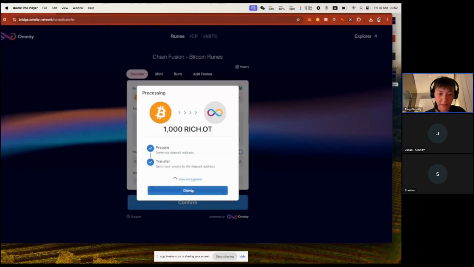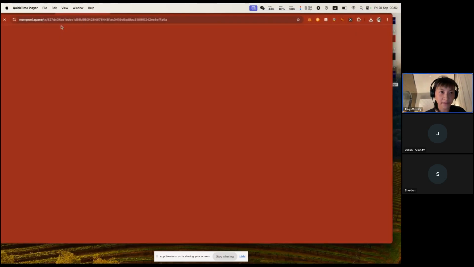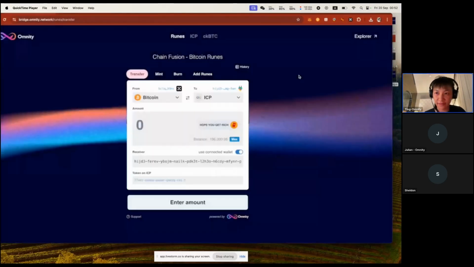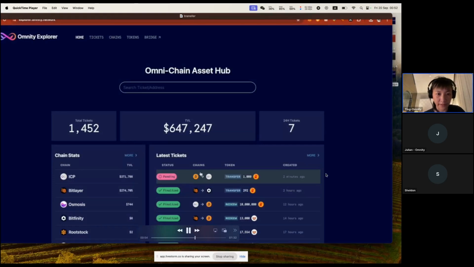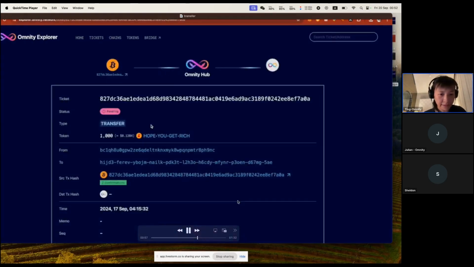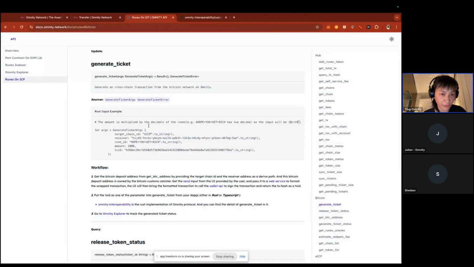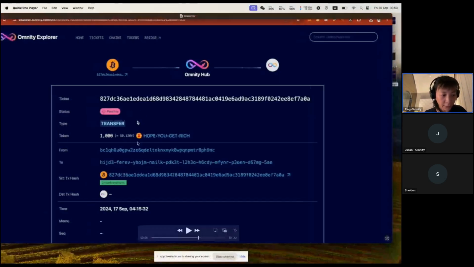And you can see the transaction detail from the link as well. So there we go. I will just pause it here. So this is when the ticket got generated after you call this generate ticket API, and so the user will have to wait for at least 4 confirmation blocks until the transaction is finalized.